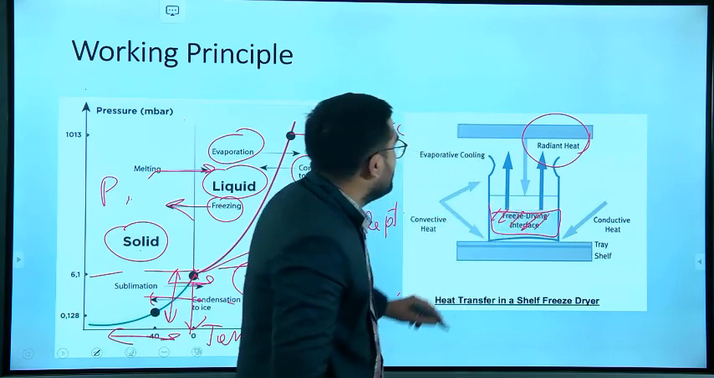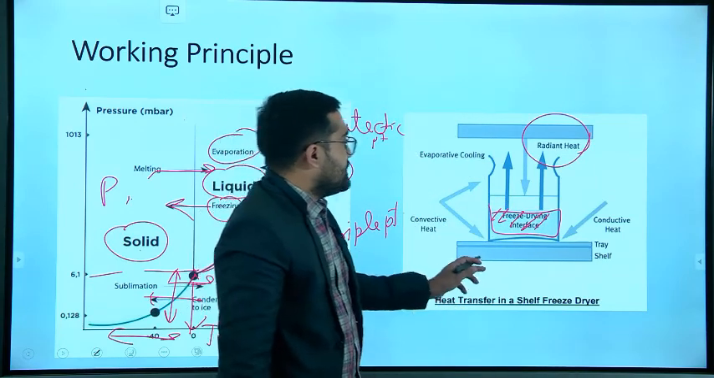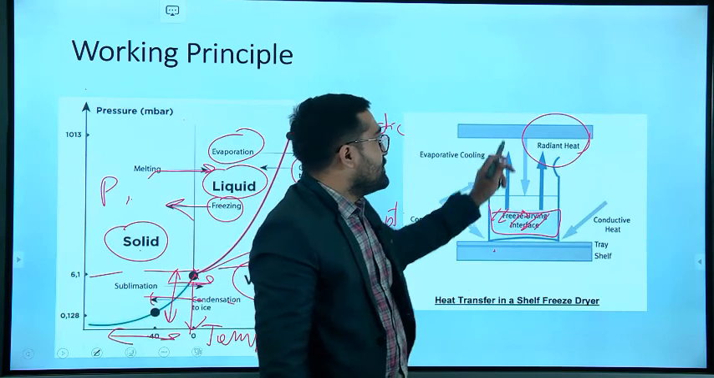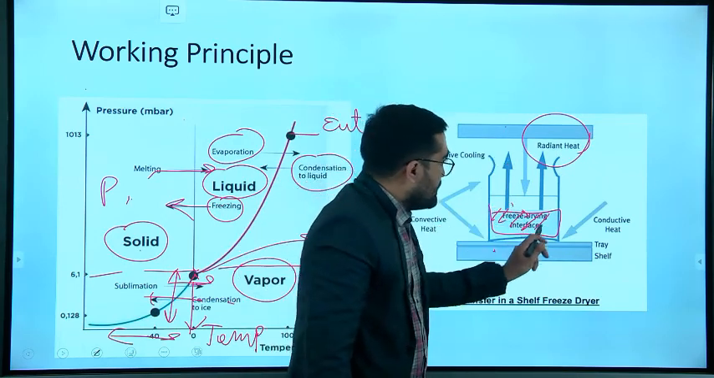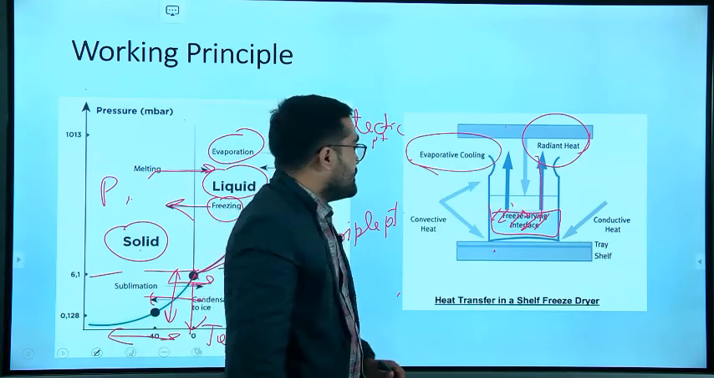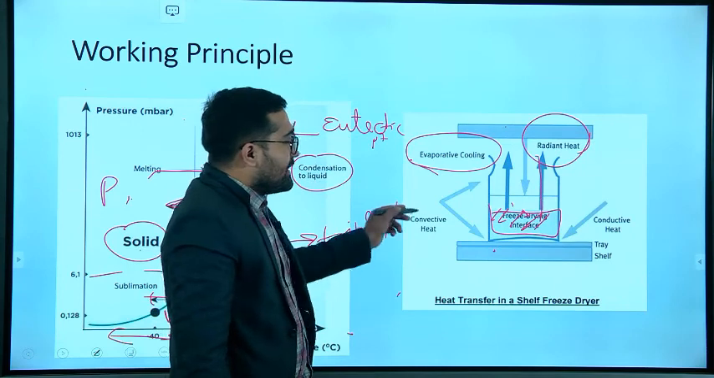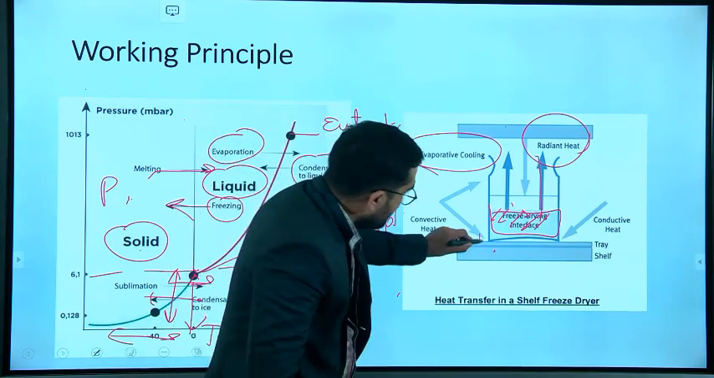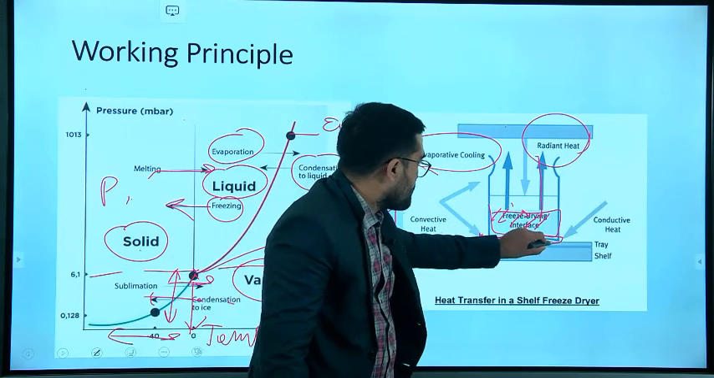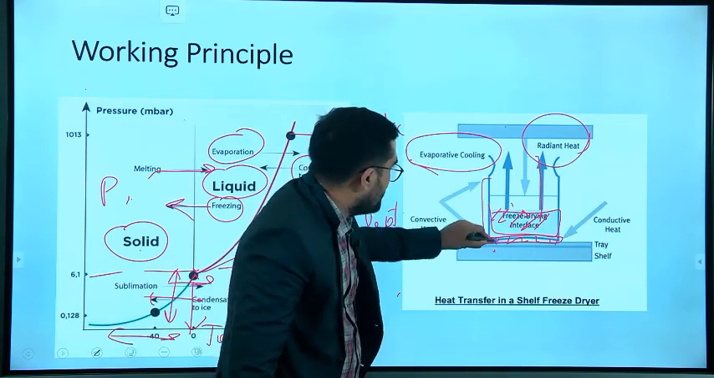First, our product is kept on the trays, and with the help of the radiant heat from the top tray, the product will undergo evaporative cooling. And there is also convective heat between the product bottom and the product walls.